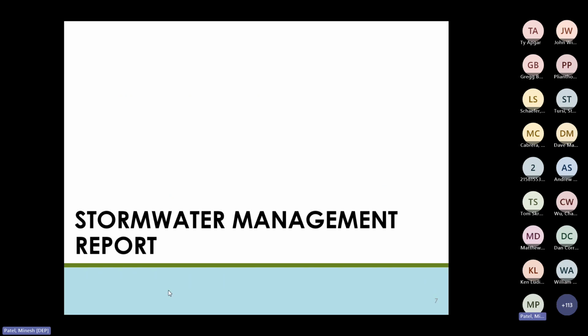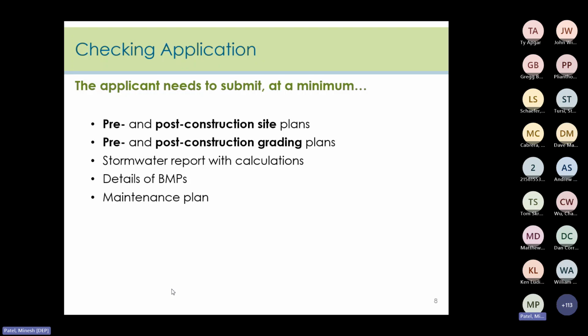Now we're going to look at what the reviewer needs to be looking for in the stormwater management report. The first step in the project review is to check if the application package is complete. All the items listed here must be part of the application. So pre and post-site and grading plans are essential, as are the associated calculations and any drainage area maps. The details in the report sections should match up with the information on all plan pages.